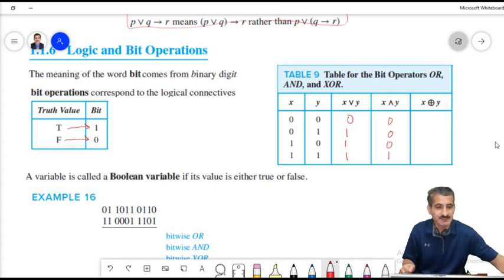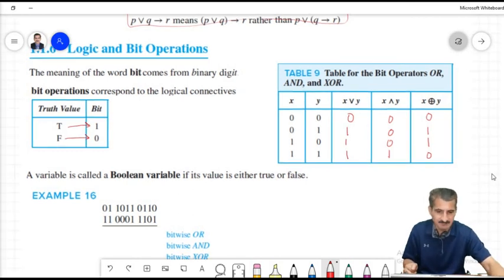The XOR will be 1 in here and 0 in here. The XOR looks like addition modulo 2. What is modulo 2? We will learn later what modulo 2 is.